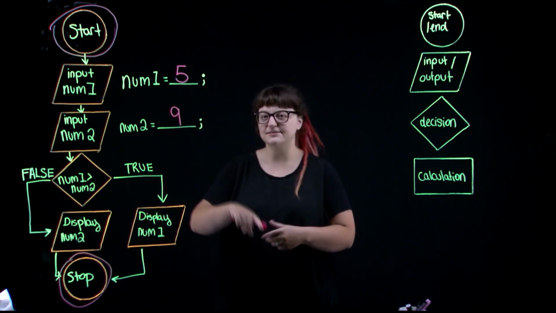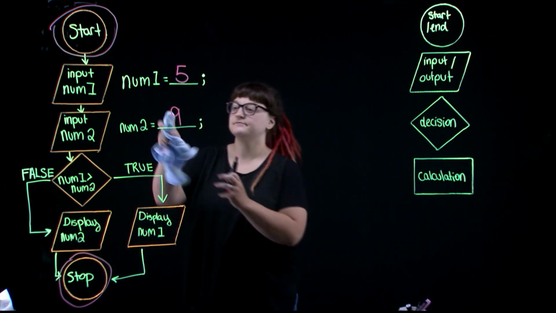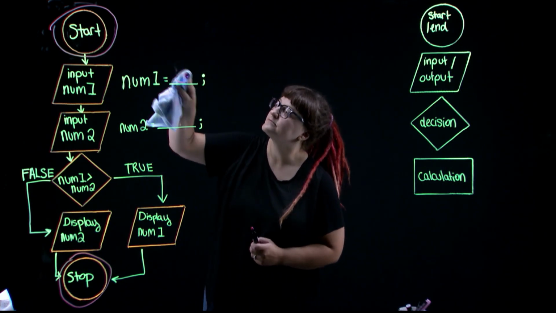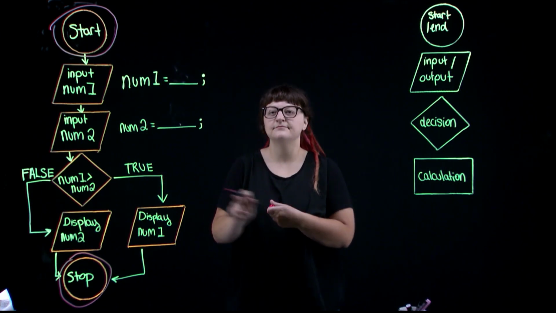Now, what if we had some different values here? Let's say I just flipped them.